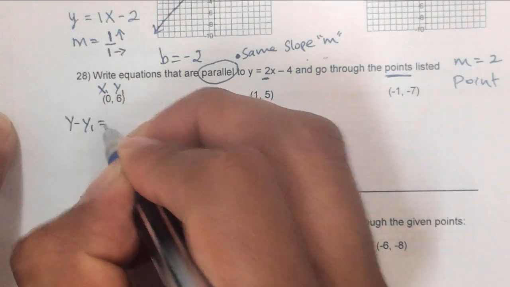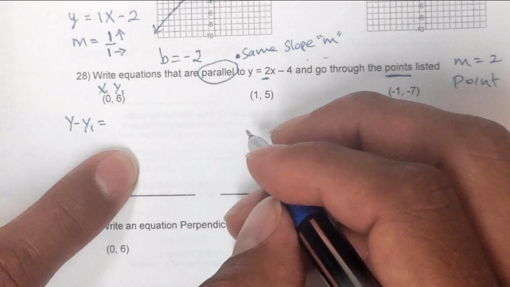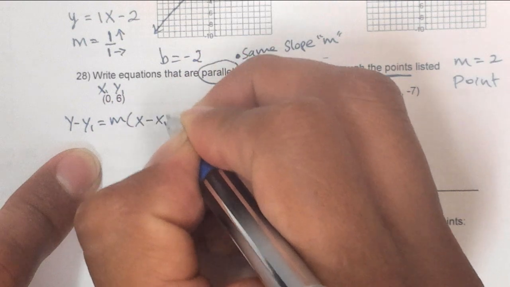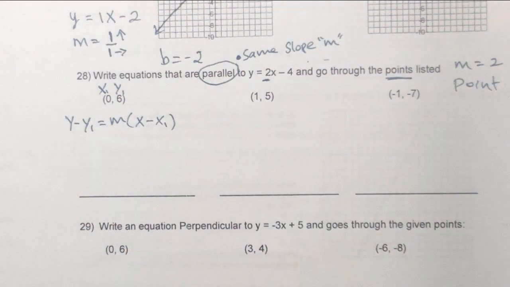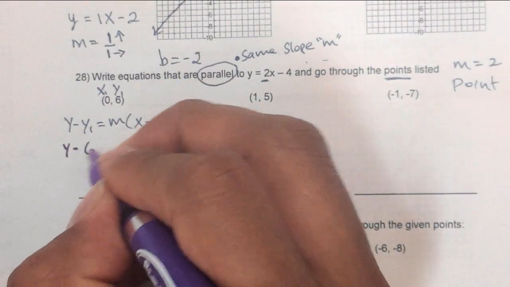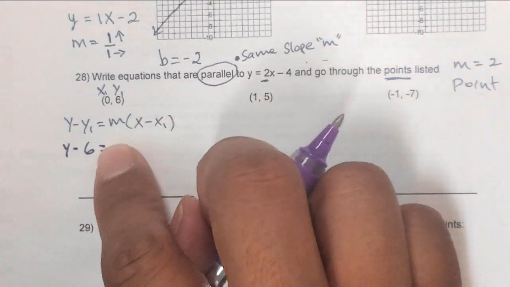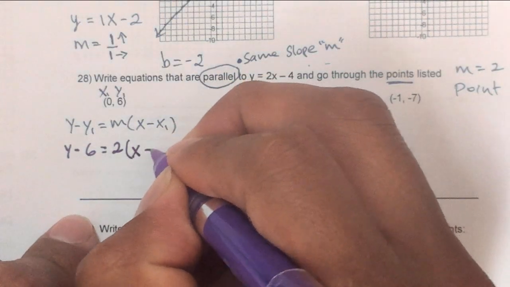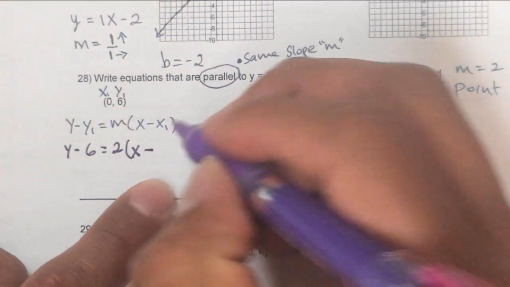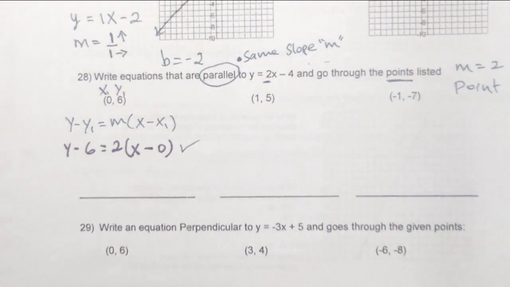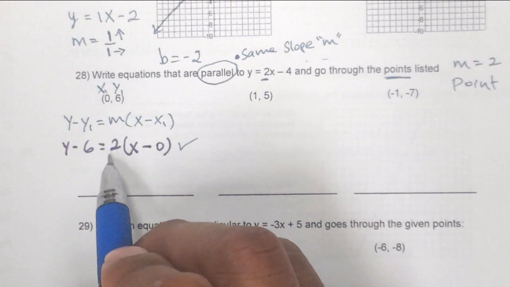Y minus y1. Always write the equation. It helps a lot when you rewrite the equation. It sticks with you when you do it. M(x minus x1). There you go. And then you start plugging in the numbers. I'll go ahead and use a different color. So y minus y1 is 6, so I'll put a 6. Equals m. Well, I already know that m is 2, so we'll put a 2 for m, parentheses, x minus whatever x1 is. X1 is 0. And there you go. And that's how you do it. You don't have to change anything. This is the equation. It is parallel because it has the same slope.